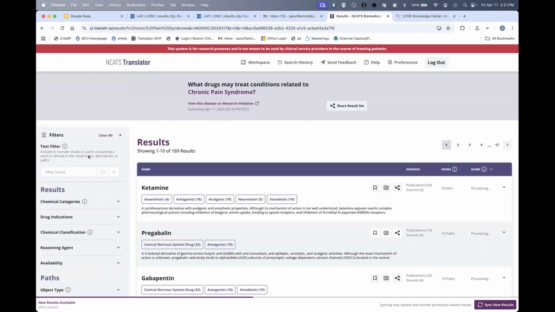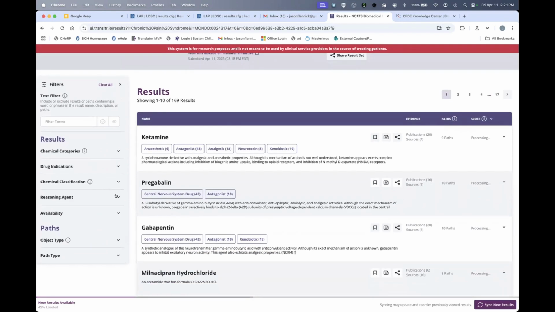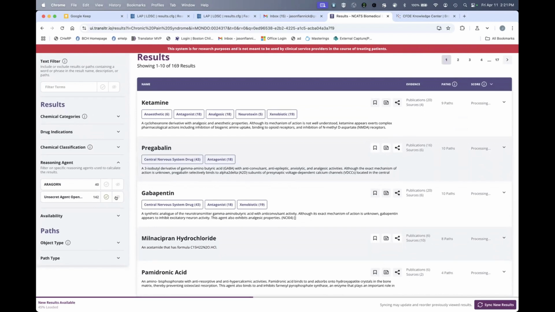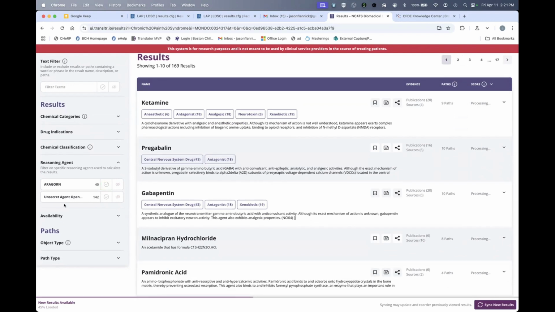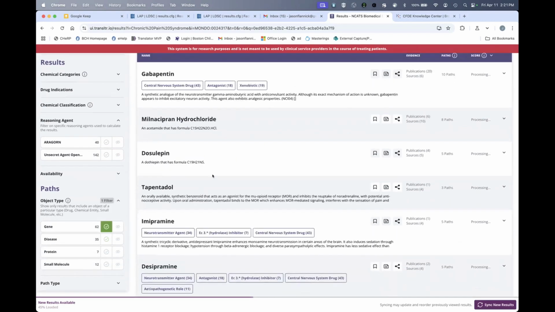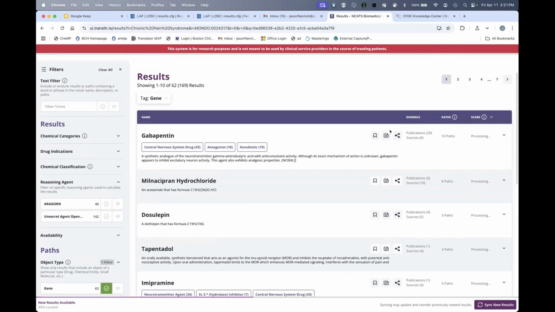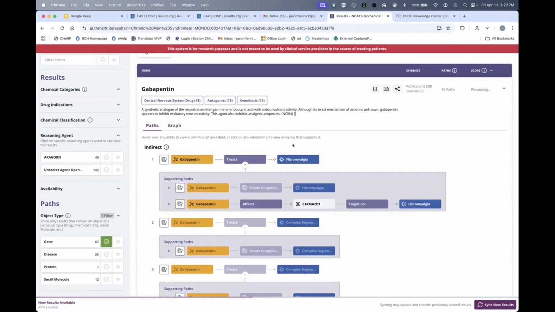And on the left is where you can start to filter and refine the results that you're being shown depending on what you're interested in, right? So if you don't want to see unsecret agent, you can hide those, or you can only focus on another reasoning agent. This Aragorn is another one. You can constrain the types of paths, right? So this will require paths to have a gene in them. All right. So if I don't want just the direct things from the literature, this will require there to be a path that has gene as an intermediate, right?